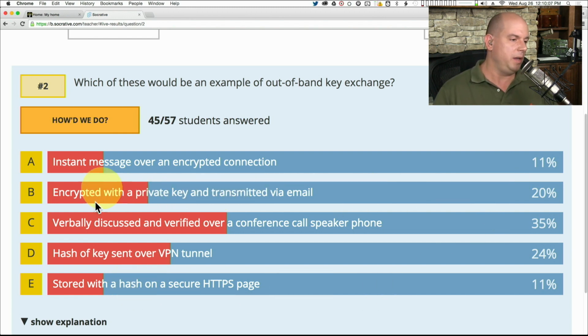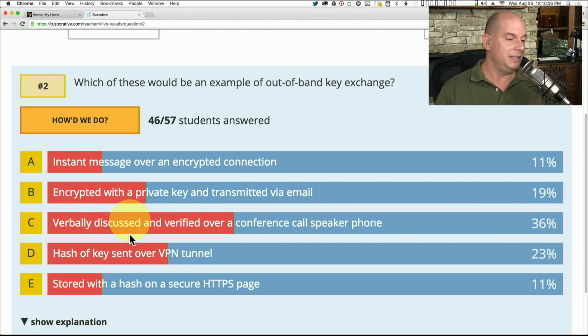The next highest at 20% was encrypted with a private key and transmitted via email. We're encrypting it and sending it across the network. We consider that to be an in-band communication. And the next highest is hash of a key sent over VPN tunnel. Although it is hashed, it's on a VPN tunnel. There's a lot of protection and encryption we assign to this particular data stream. It's still in band. It's not out of band, which means the only good answer to this one is the 36% of you that said C.